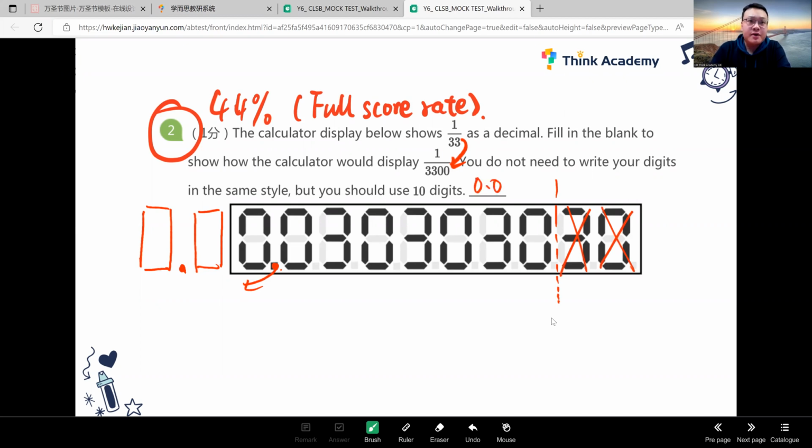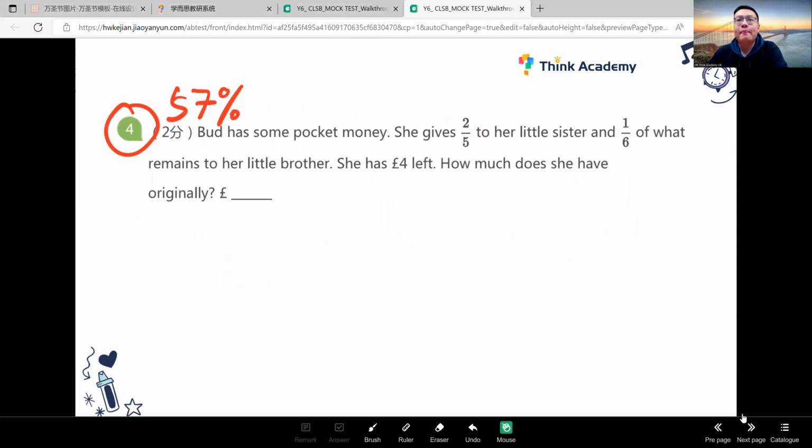0.0. How many zeros do we have after the decimal? 1, 2, 3, right? So 0, 0, 0, 3 zeros, and then 3, 0, 3, 0, 3, 0. Okay, that's it for the question. That's it for number 2. Okay, next one.